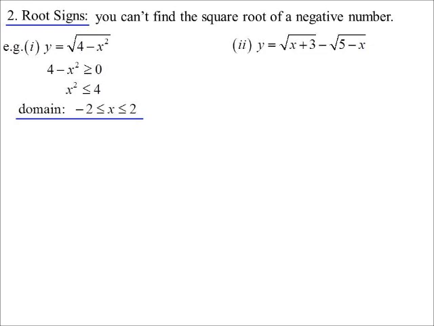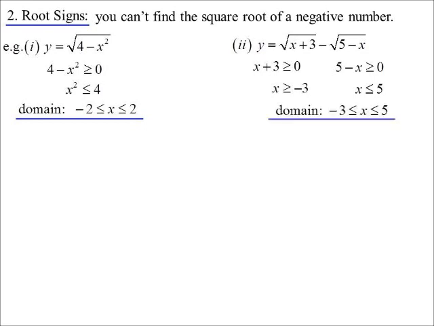Again, if you've got two square roots, both must be true. So x plus 3 must be greater than or equal to 0. So I know x is greater than or equal to negative 3. That's for the first one to work. The second one, x is less than or equal to 5. Well, both have to be true. So therefore, I'm just looking for the numbers that are in between minus 3 and 5 for this one to work.